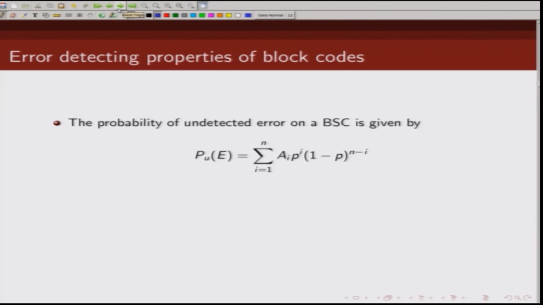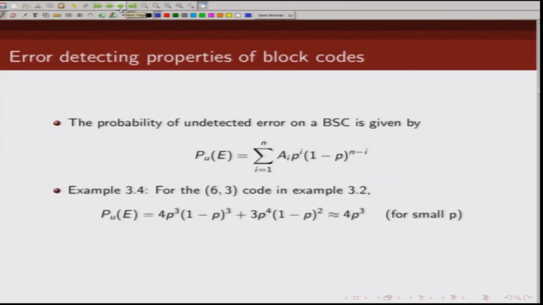Now, the probability of undetected error for a linear block code over a binary symmetric channel is related to the weight distribution of the code. So, for a 6-3 linear block code, when does an undetected error happen? An undetected error happens if, let us say, you send one particular code word and at the receiver you receive some other code word.